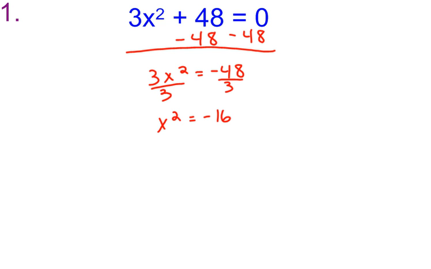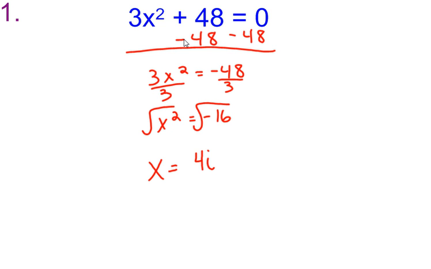Now here's where the difference comes in. In the past when you've done these equations, you've had to stop here and say no solution. To get rid of the x squared, we'd square root both sides. Since we know how to take the square root of negative 16 now, we know that it's 4i.